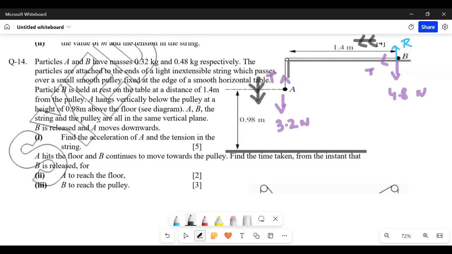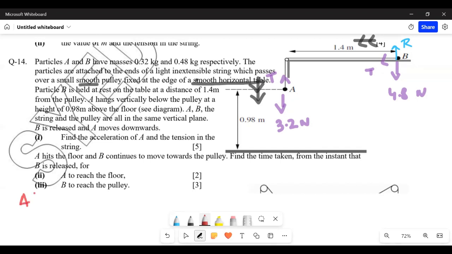So there's no mention of a rough surface. So, smooth horizontal table, so there's no friction. Mu is actually 0, so there's no friction. Okay, so let's form the equations using Newton's law for both A and B.